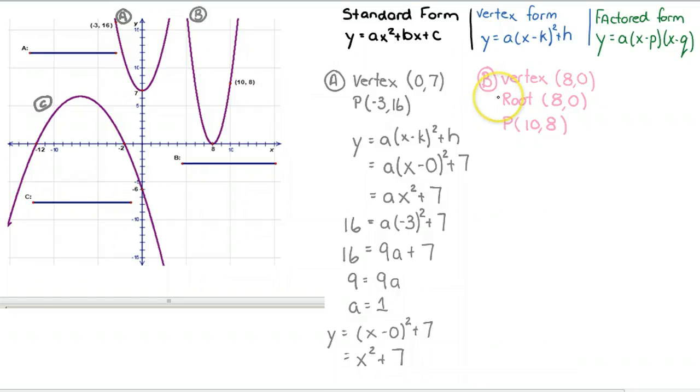We could use this using vertex form. Excuse me, that's the bell for next period, so we'll just let that ring. There we go.